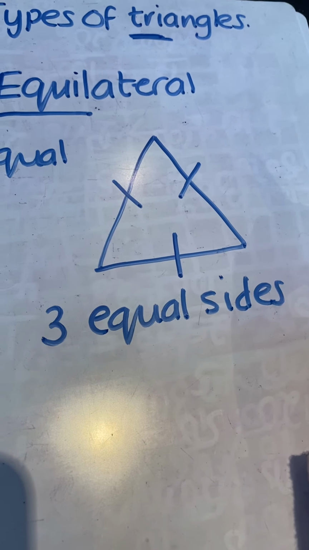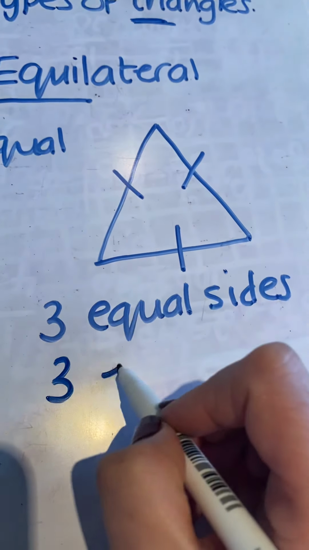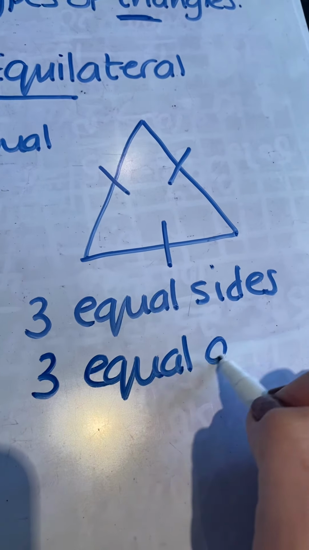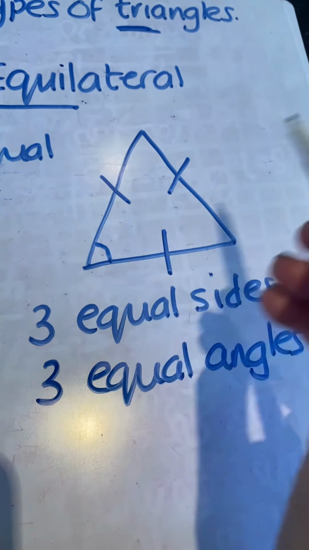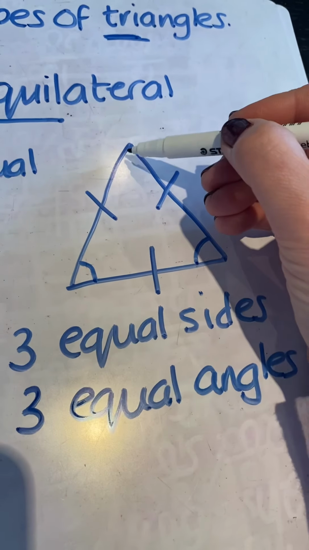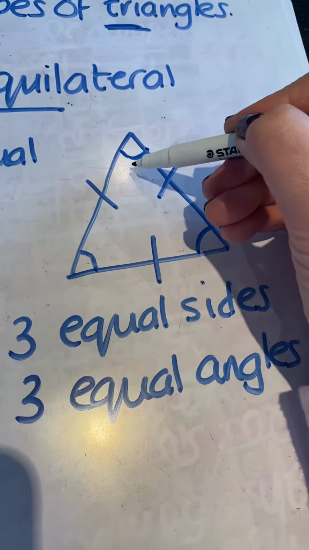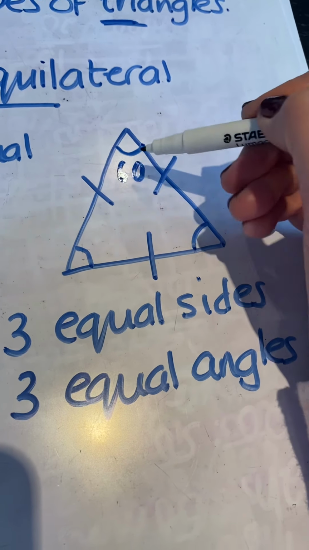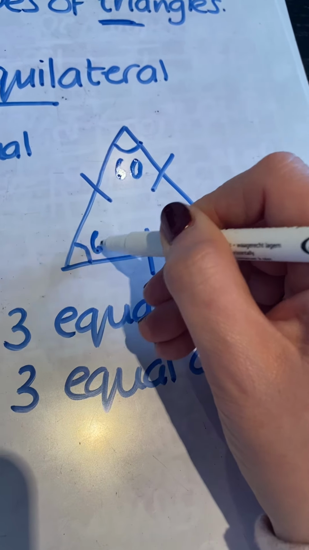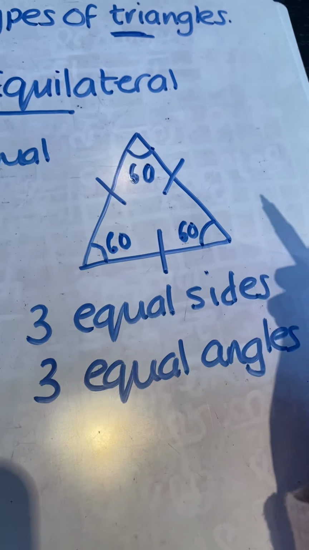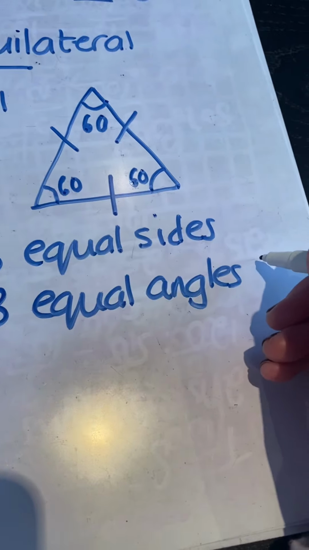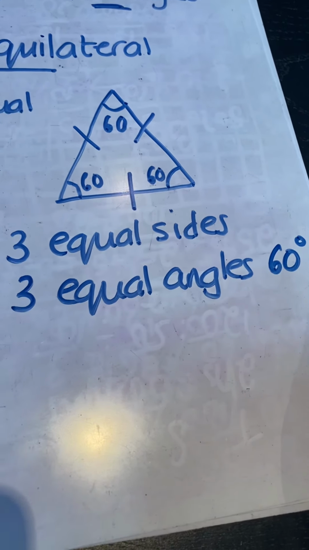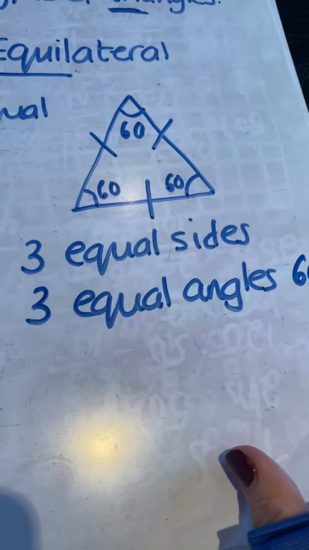And what is special is that we have 3 equal angles. So this angle down here and this angle and the top angle are all the same, and in this case they will always be 60, 60 and 60, because the angles in a triangle add up to 180. So 3 equal angles of 60 degrees and 3 equal sides.